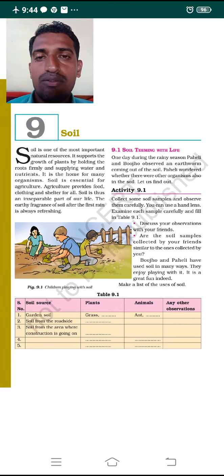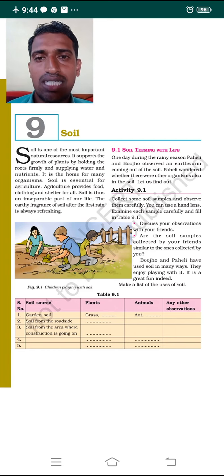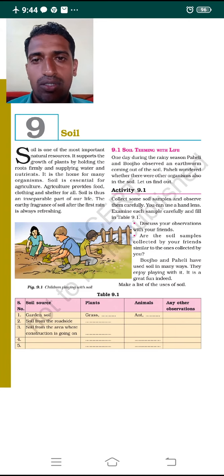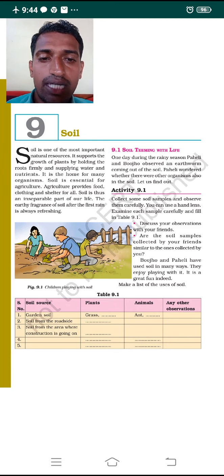One day a boy and a girl, let us call them Paheli and Bujo, went out of their house during the rainy season. They found that many earthworms, and some other organisms and insects, were coming out of the soil. They wondered where these organisms were coming from and how they were living in the soil. They found that organisms also grow in the soil.